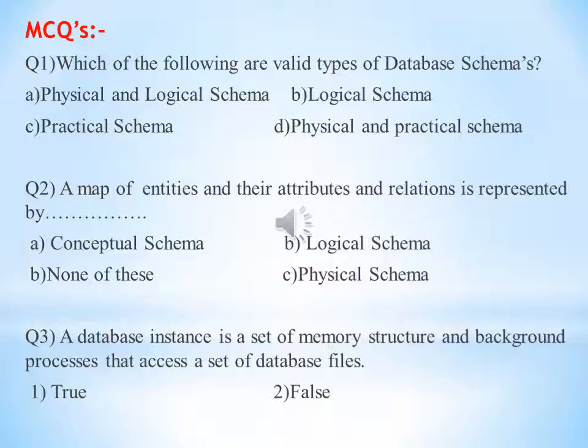The second question: a map of entities and their attributes and relations is represented by dash dash. The first option is conceptual schema, B is logical schema, third is none of these, and fourth is physical schema. Think about the answer. And the third question: a database instance is a set of memory structures and background processes that access a set of database files. Students, is this sentence true or false? Give the answer immediately.